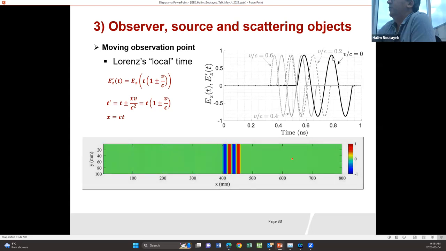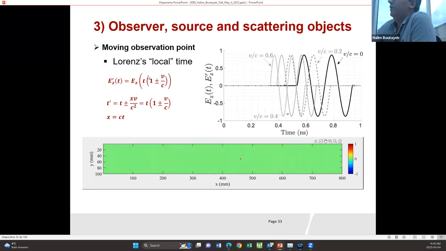So for a certain t, if we multiply by 1 plus V over C, and we take here 0.2, we will find the value of E prime z at that t. And this solution actually contains all the Doppler effect in that equation. Because you can take the Fourier transform of this, and you have just a function of a multiplied by t. If you do the Fourier transform, everybody has done this calculation, you will see how the amplitude will change and how the frequency will be shifted.